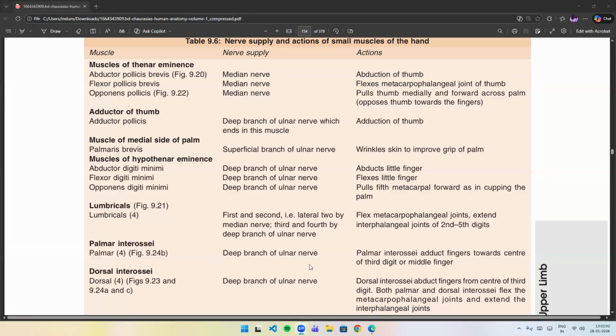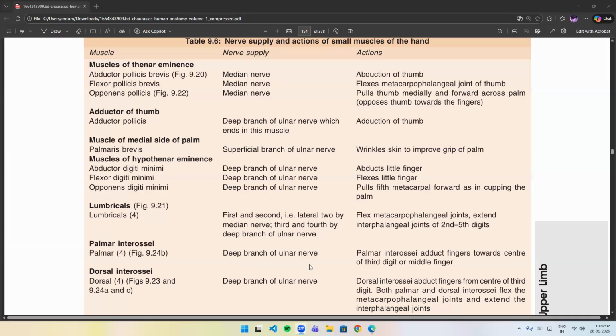Muscles of hypothenar eminence. Abductor digiti minimi. Nerve supply is from deep branch of ulnar nerve. It abducts little finger. Flexor digiti minimi. It is supplied by deep branch of ulnar nerve and it flexes little finger. Opponens digiti minimi. The nerve supply is from deep branch of ulnar nerve. Actions: pulls fifth metacarpal forward as in cupping the palm.